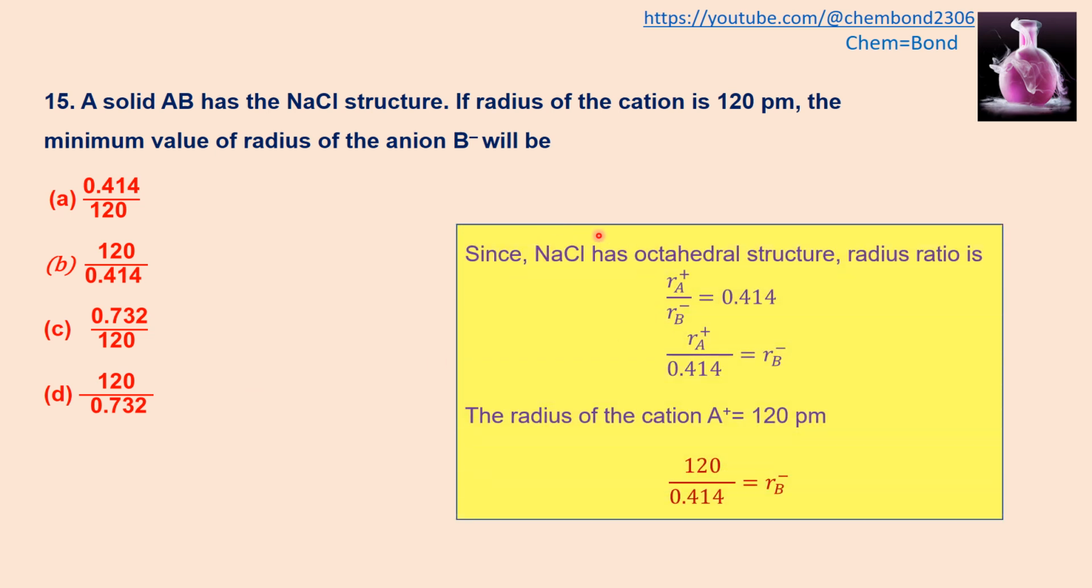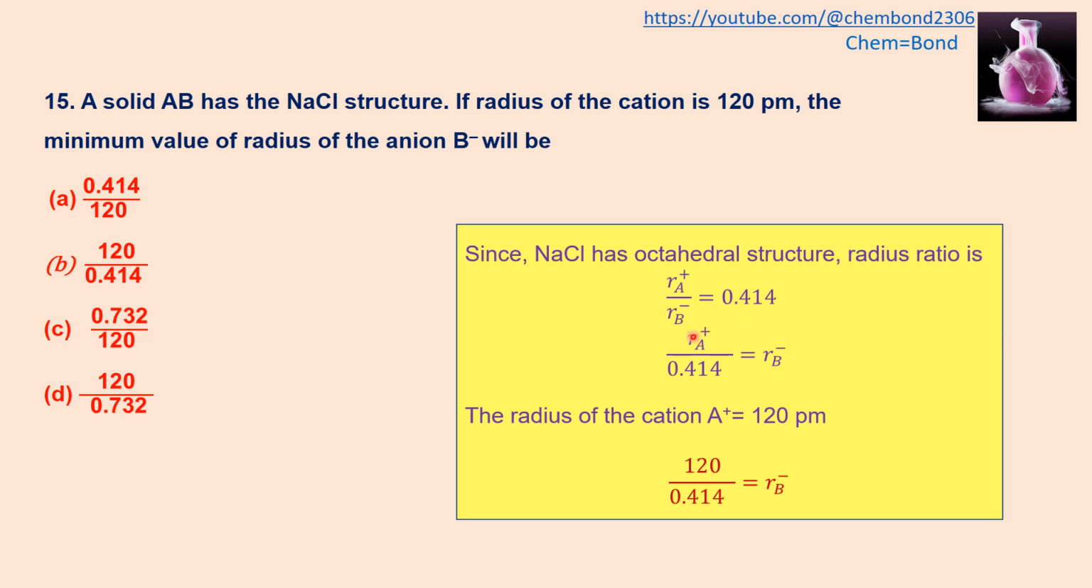Sodium chloride has octahedral structure. So the radius ratio, radius of cation with respect to radius of anion, is equal to 0.414. Actually, this value will be in the range 0.414 to 0.732. Here we will find the minimum value, so we will use the minimum value, that is 0.414.